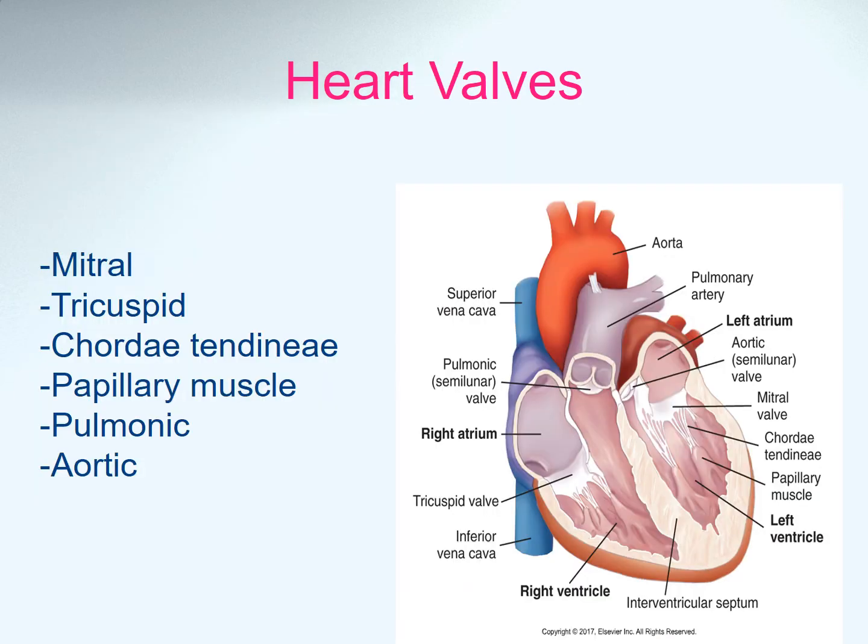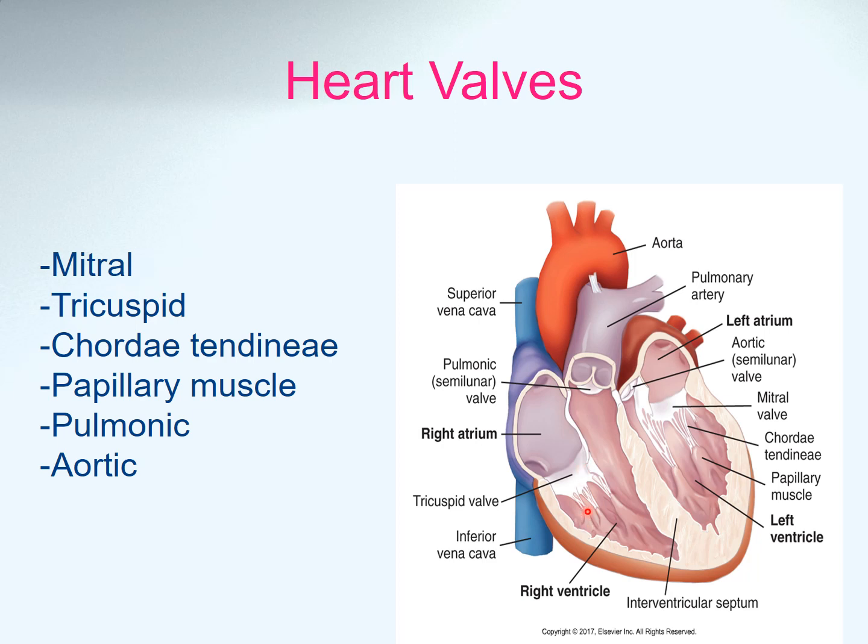A little bit more about your valves. We have your mitral valve, which is right here, and that divides the left atrium from the left ventricle, and then we have the tricuspid, which is over on the right, and that divides the right atrium from the right ventricle.